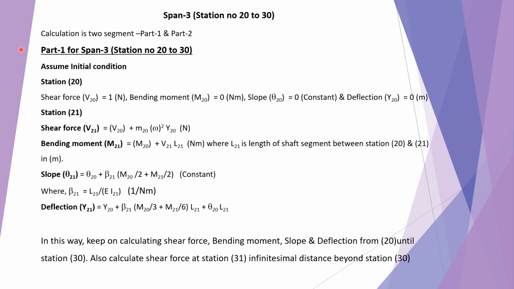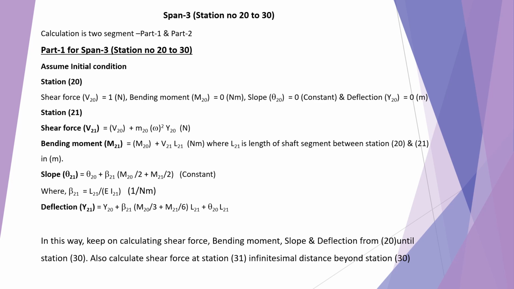Now span number 3, station number 20 to 30. Part 1 for span number 3, assume initial condition station number 20. Shear force V20 is 1, bending moment M20 is equal to 0, slope theta 20 is 0, deflection y20 is 0. Station number 21, shear force V21 is equal to V20 plus M20 into omega square into y20. Bending moment M21 is equal to M20 plus V21 into L21.